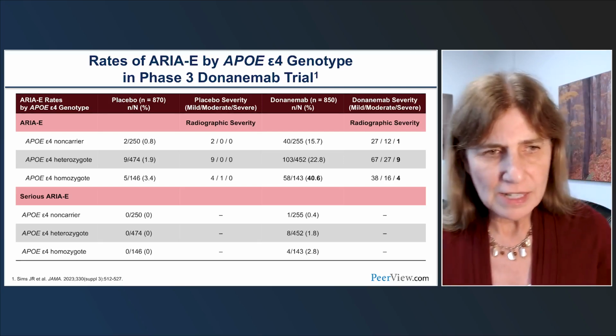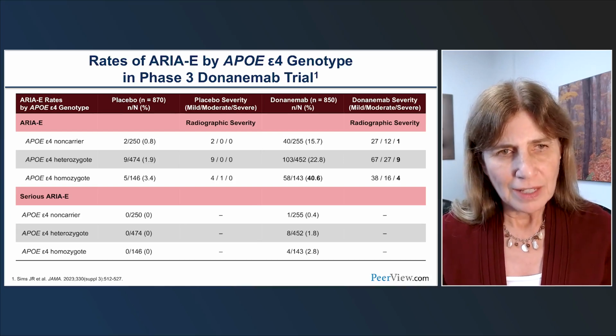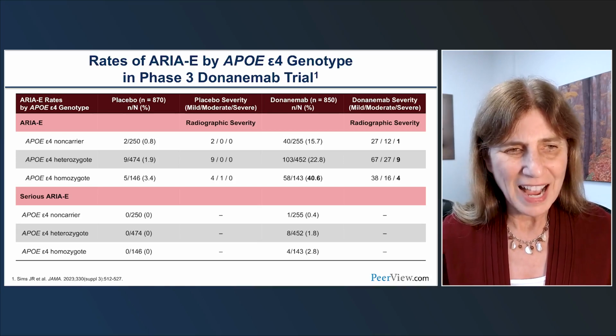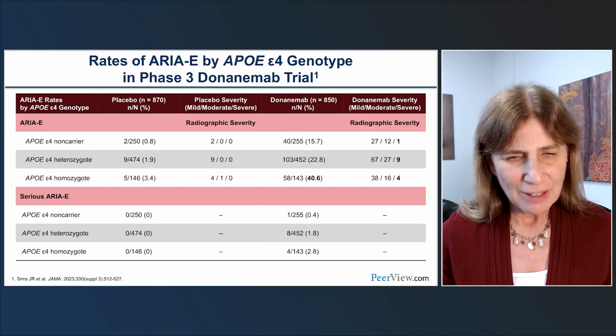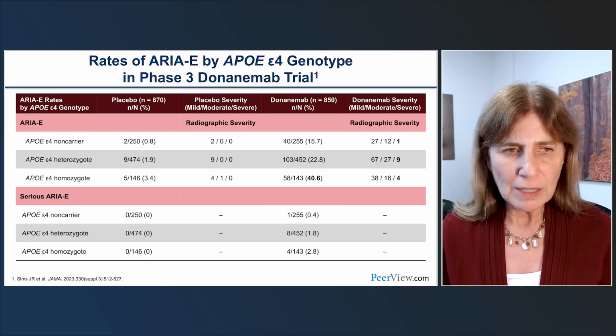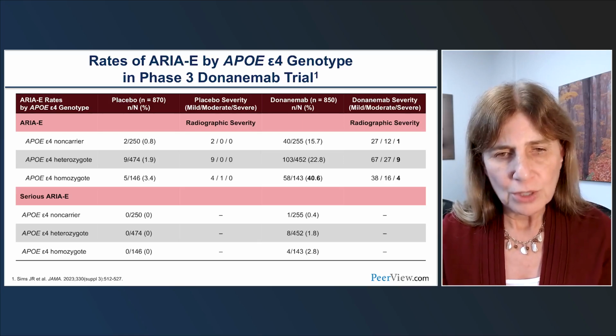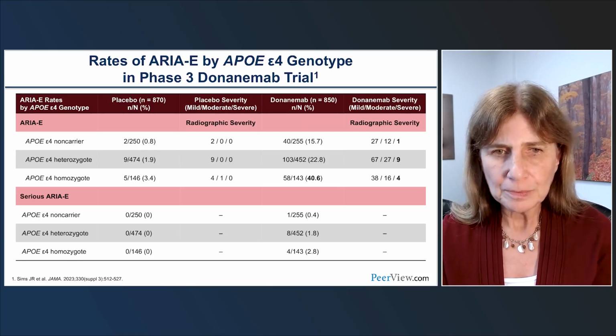We have rates of serious ARIA-E. In the lecanemab data, we had this listed as symptomatic ARIA-E, which is not exactly comparable, but the pattern is there. You have a little bit greater trend in the APOE4 homozygotes towards serious ARIA-E.